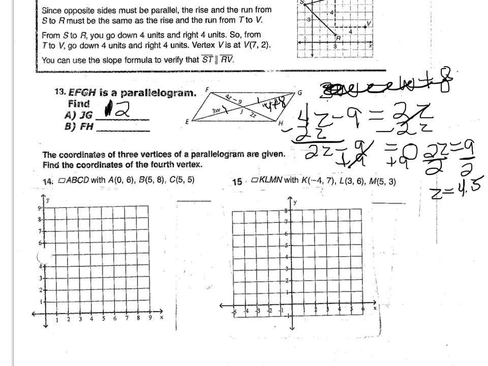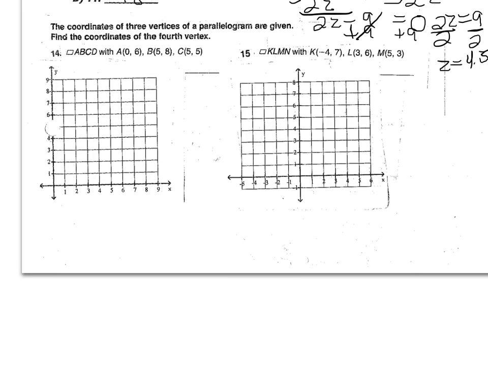Now we come back and plug it in, right? They want FH. FH is the whole thing. Since I know that z is 4.5, what is 2 times 4.5? 9. So if this piece is 9 and this piece is 9, how much is FH? 18. So this is going to be 18. And that's it. Questions about diagonals bisecting each other? So far so good? Okay, now let's move down.